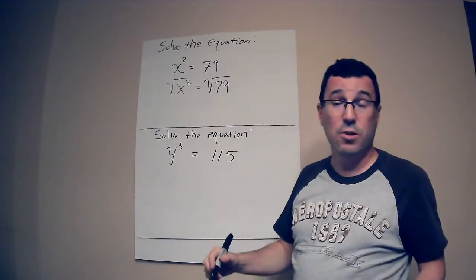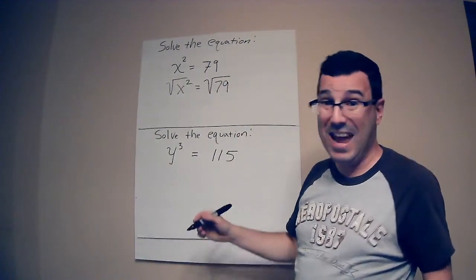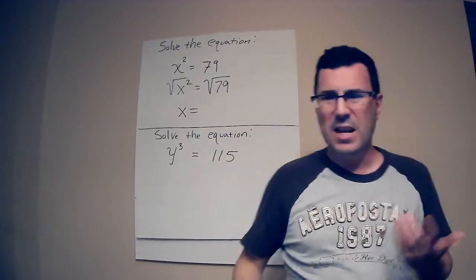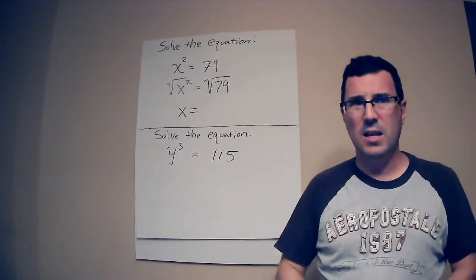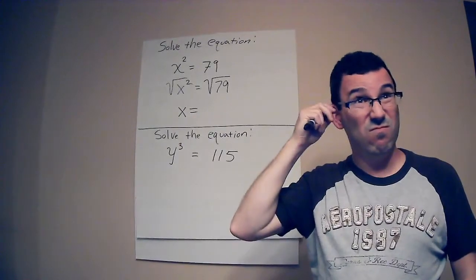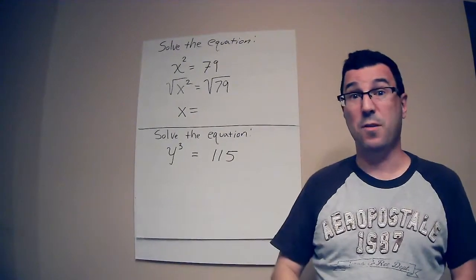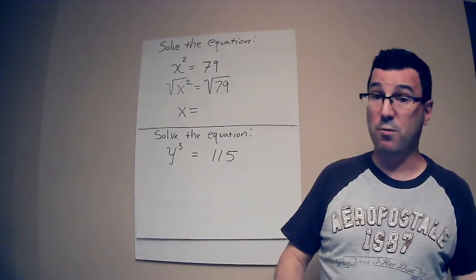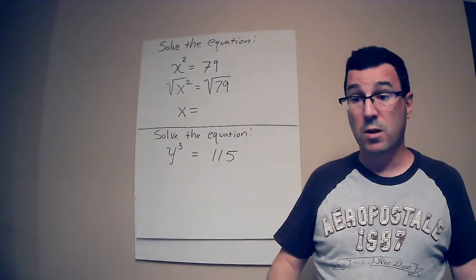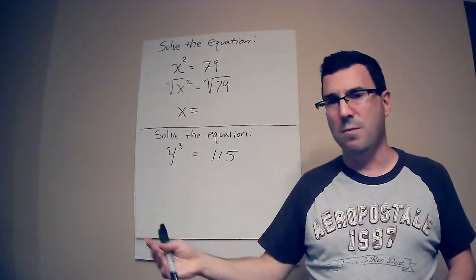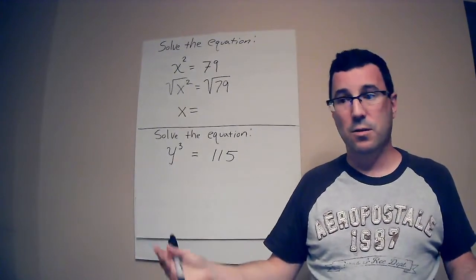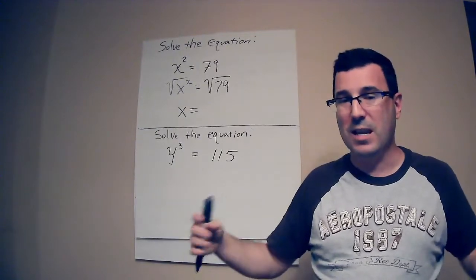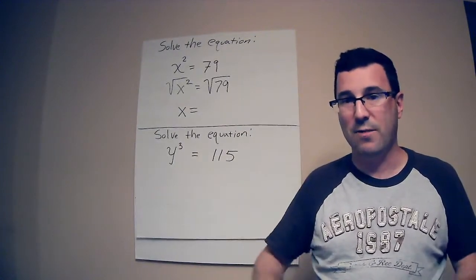Well, I can do the square root of x squared. It's x. But then I get to the square root of 79. And 79 is not a perfect square. You know, the perfect square before it is 64. It's close to 81, but it's not 81. So I kind of have an issue here. I can't really take the square root of 79.